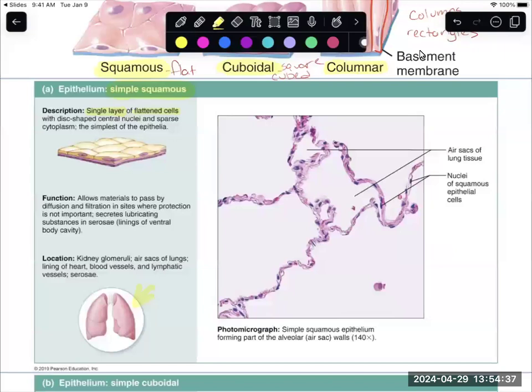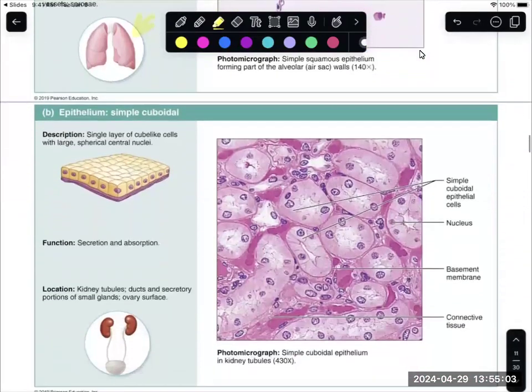Simple squamous cells are really good at diffusion and filtration. So diffusion is that movement of particles, and then filtration is filtering through those certain substances. Osmosis is that movement of water. Diffusion is that movement of particles specifically.